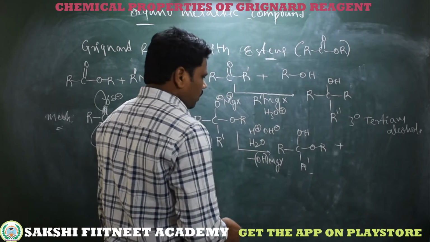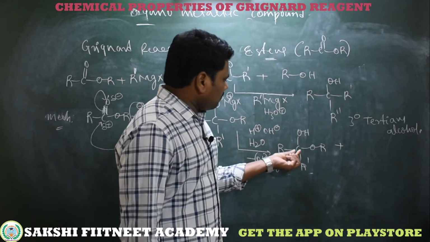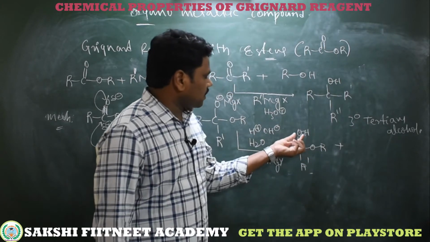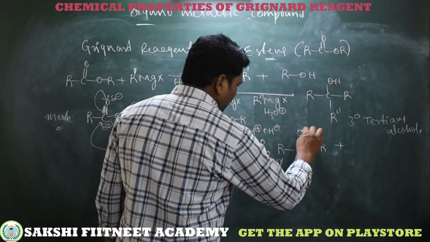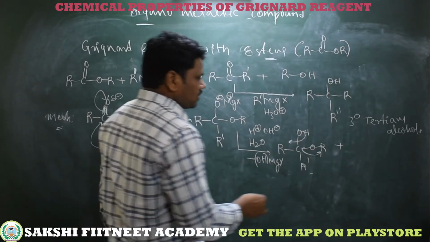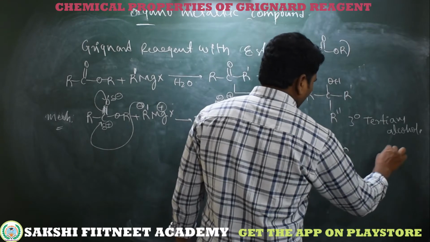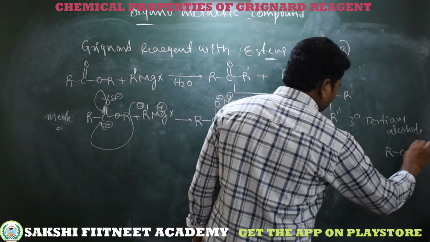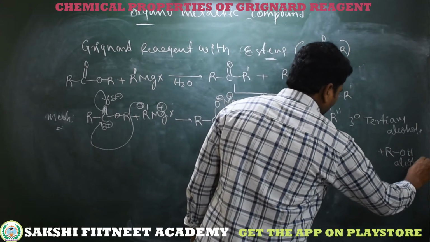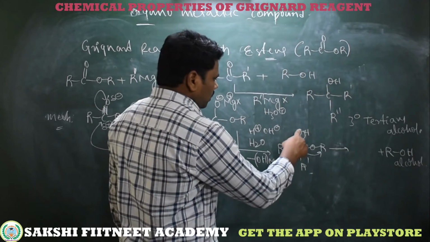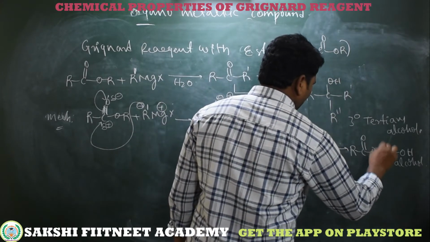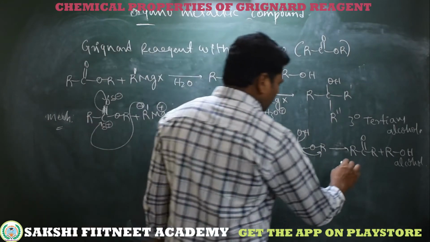So we are getting this product. Now see here, on the same carbon an OH and a leaving group are present. If a leaving group and an OH are present, it undergoes simple elimination. Here H plus OR minus becomes ROH. So here we got an alcohol in the first step as a byproduct. Now what about the other product? The other product is a ketone. So here we got the ketone.